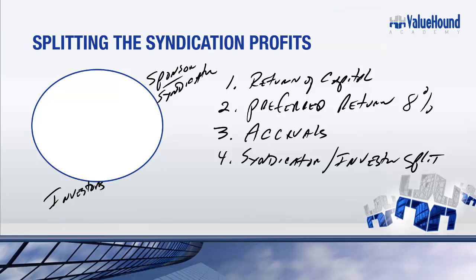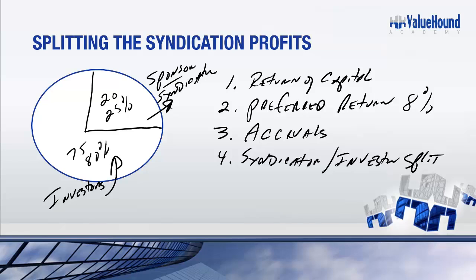And let's say I'm going to give you averages. Averages are the sponsor, the syndicator, gets somewhere between 20 to 25%. That's what they get. Investors get somewhere between 75 and 80% of the back end profits. Now, there's a lot of factors, guys, that go into splitting back end profits, and all this can get set up differently. It just depends on your situation.